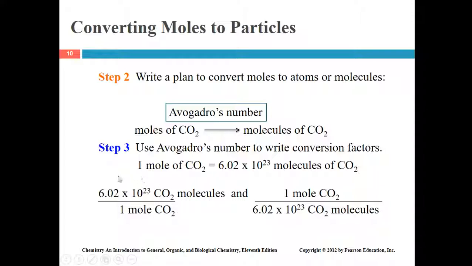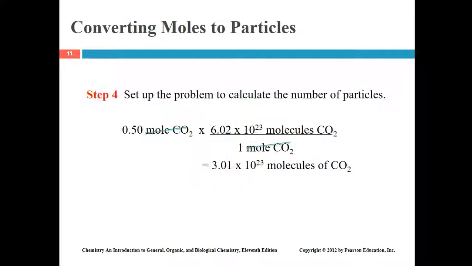We've got to figure out which of these conversions we're going to use, because we can use whatever we need to cancel out. So we're going to start with what was given, 0.50 moles of CO2. We know we're going to have to put our conversion unit so that the moles of CO2 is on the bottom, so that the moles of CO2 cancel out. So then we have 0.5 times 6.02 times 10 to the 23rd molecules of CO2.